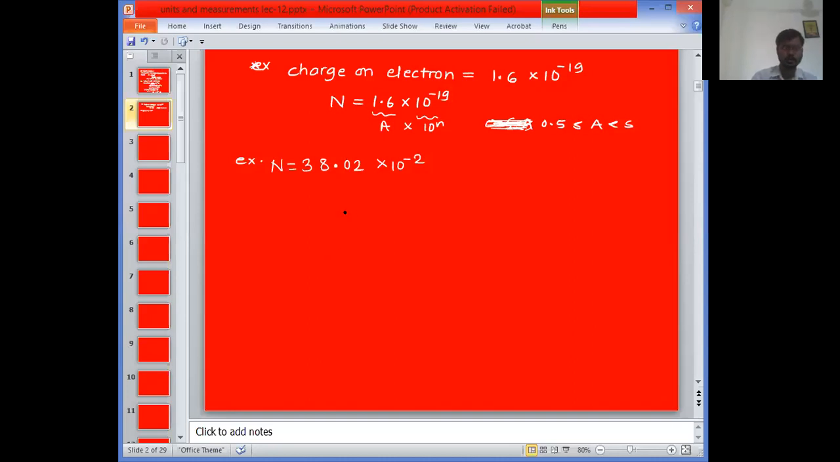Fine. Now, let us try to write this number in the form of scientific notation. This number is right now 38, so it is more than 5. We have to bring it between 0.5 and 5, so we have to shift this decimal point here.